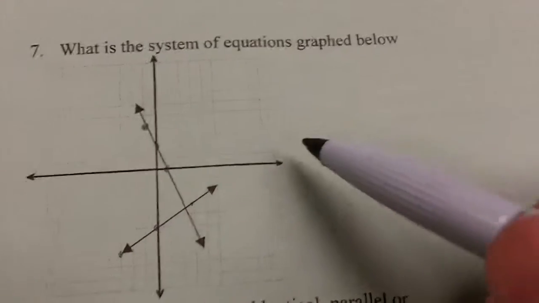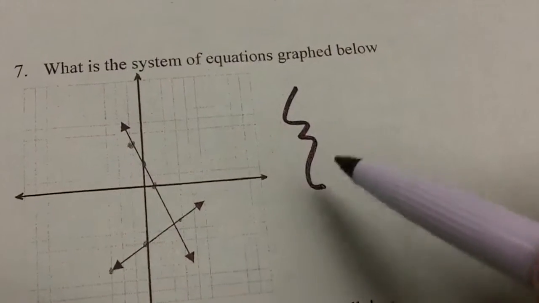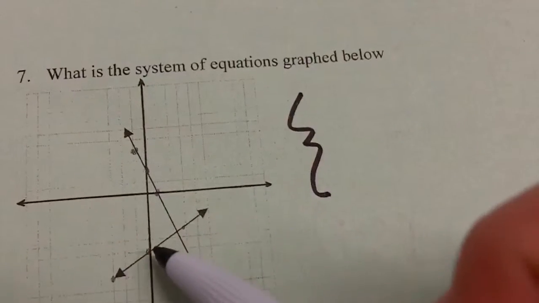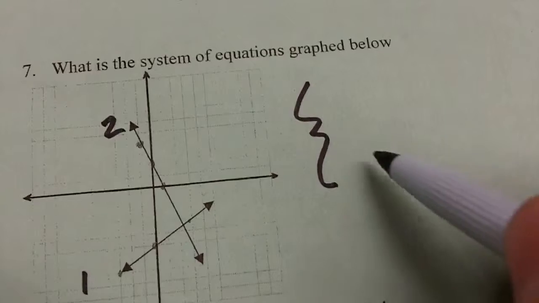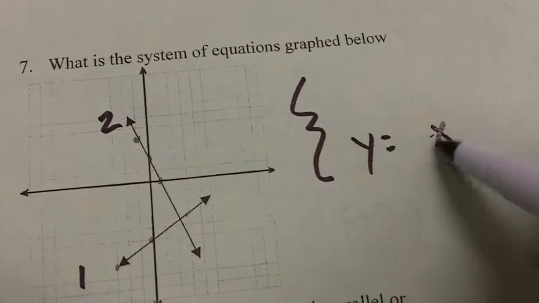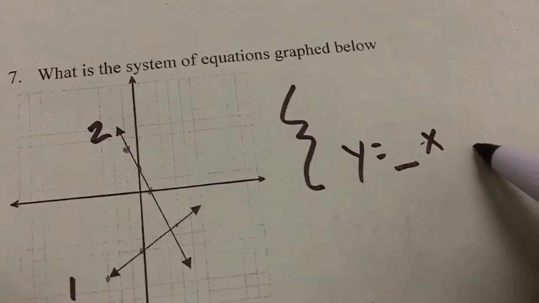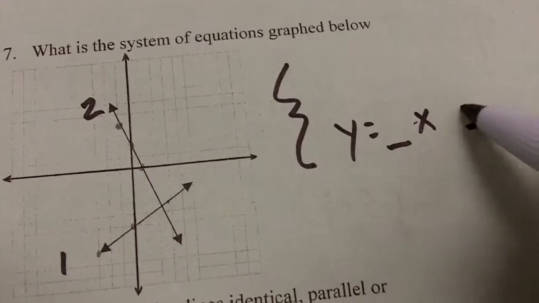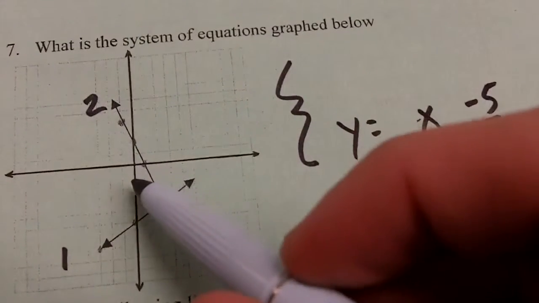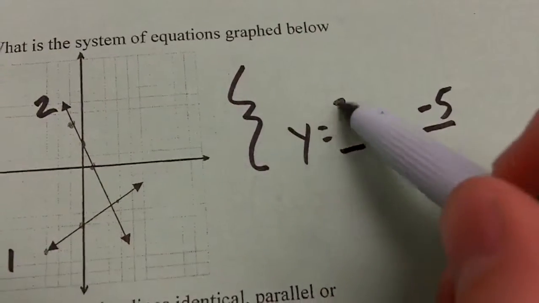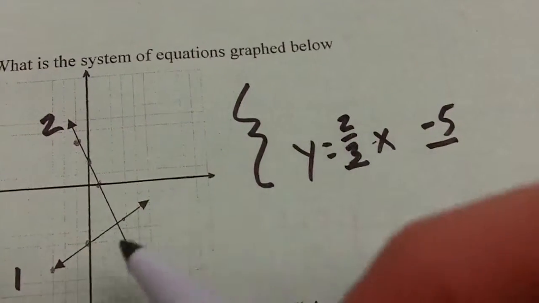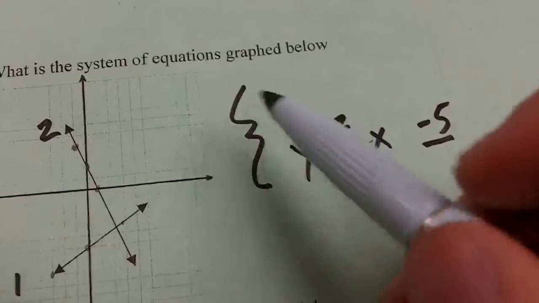7. What's the system of equations graph below? All I'm going to do is get the slope-intercept form and write them. Bottom line first. I'm going to do this line first and this line second. First line, y equals, I know there's an x right here. All I need to do is give me the slope and the y-intercept. Y-intercept is negative 5. You can count that. Negative 1, 2, 3, 4, 5. Slope, up 2, right 3. That's the first line.